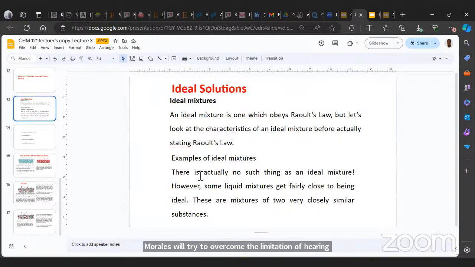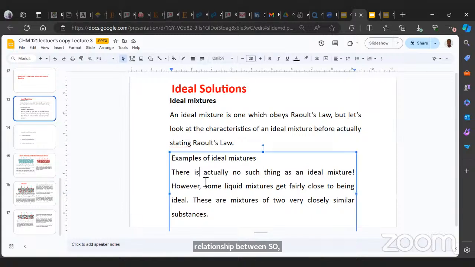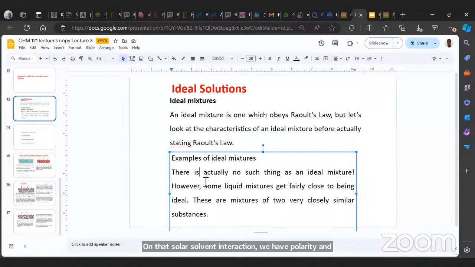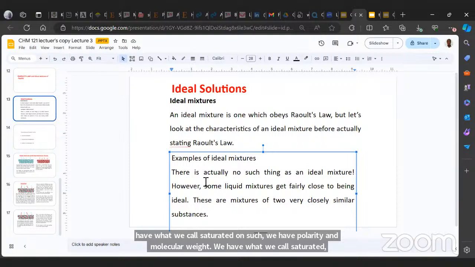Henry's law tries to tell us the relationship between solubility and pressure. We said certain factors affect the solubility of substances. They are solute-solvent interaction, pressure effect, and temperature effect. Under solute-solvent interaction, we have polarity and molecular weight. We have what we call saturated, unsaturated, and supersaturated solutions.